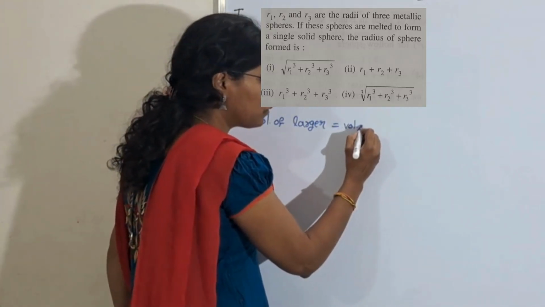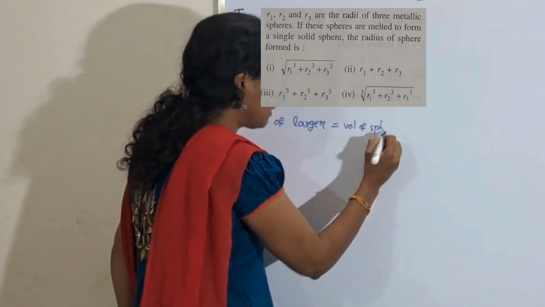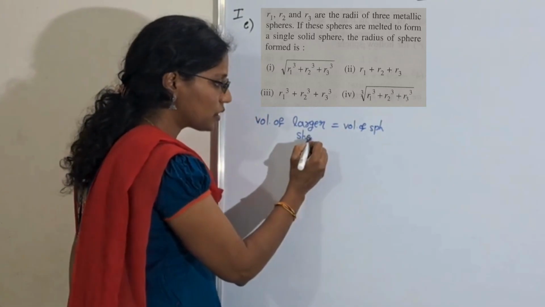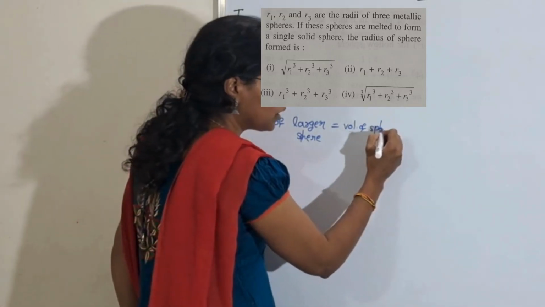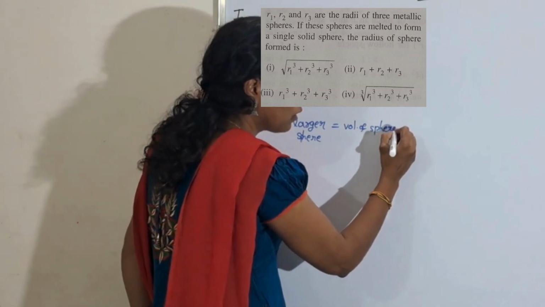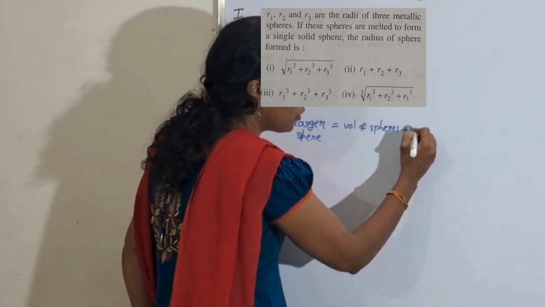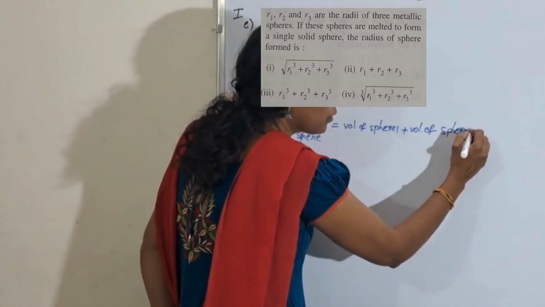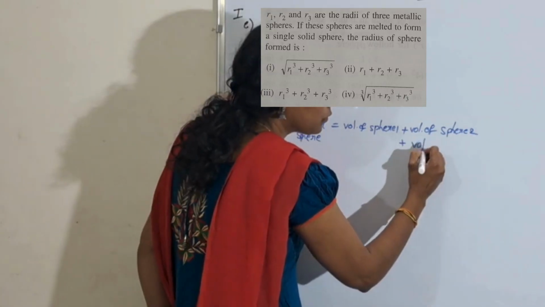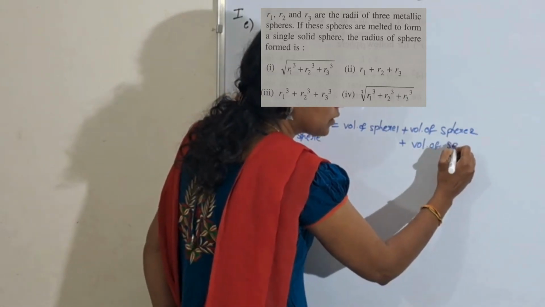Here volume of larger sphere is equal to volume of sphere 1 plus volume of sphere 2 plus volume of sphere 3.